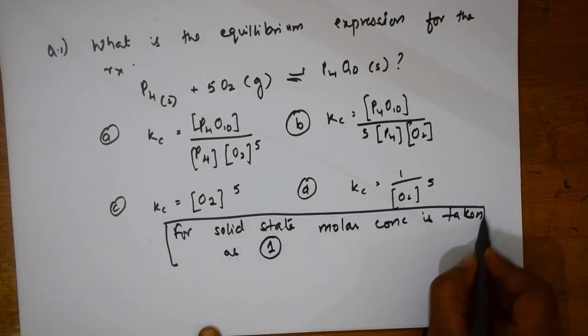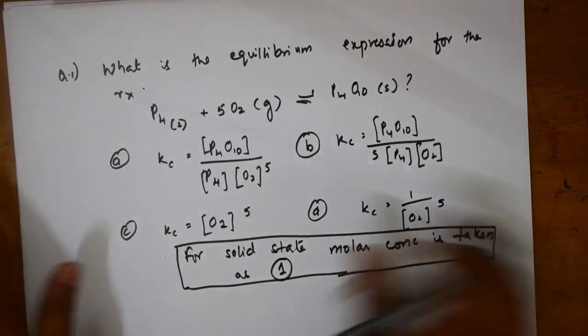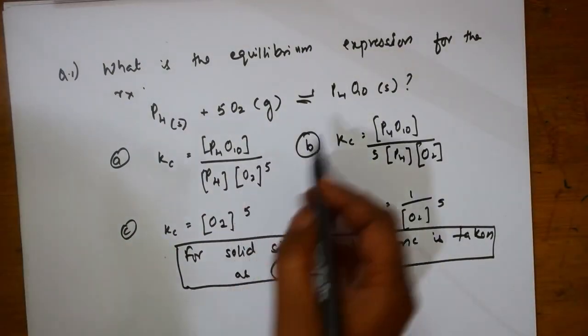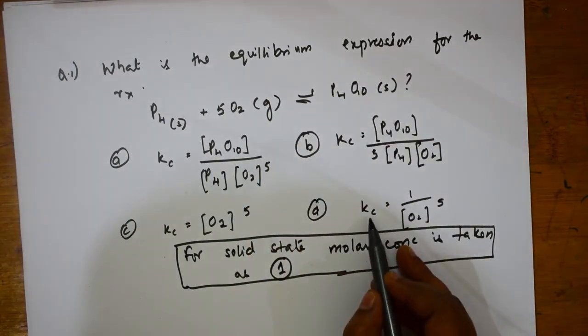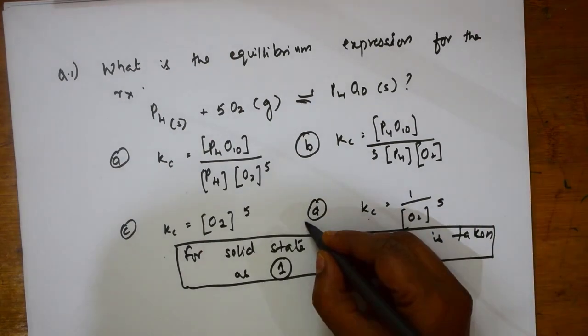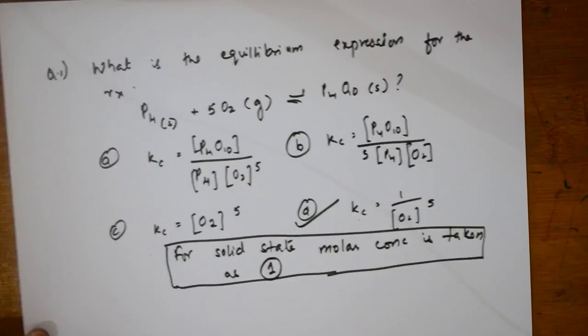When it is taken as 1, which is the answer for the first one, this is taken as 1 because we will not consider that. After that this is also taken as 1. What is left out? This is left out. How should I write? I have to write Kc is equal to 1 by oxygen raised to its power 5. That's it. This is the correct option. Hope it is clear. Let me come back and start with the next concept.